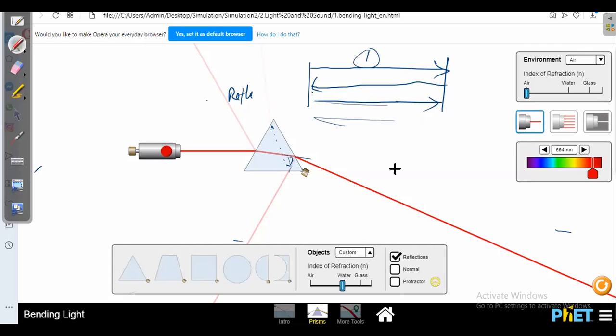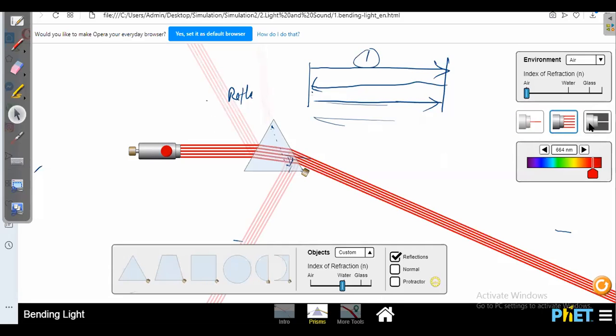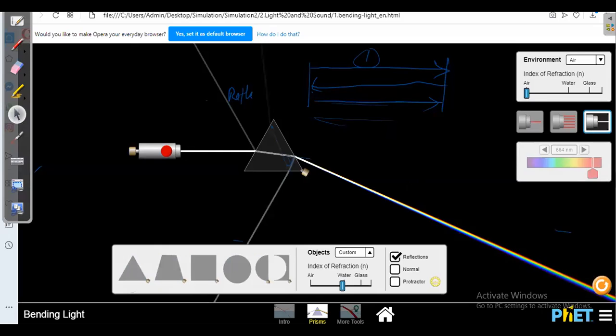That's the idea. Now you can change the material, or you can change the beam. Totally, this is like a physics experiment. Now our aim is to understand Snell's law, because Snell's law is useful to identify total internal reflection, and total internal reflection is useful in fiber optics.